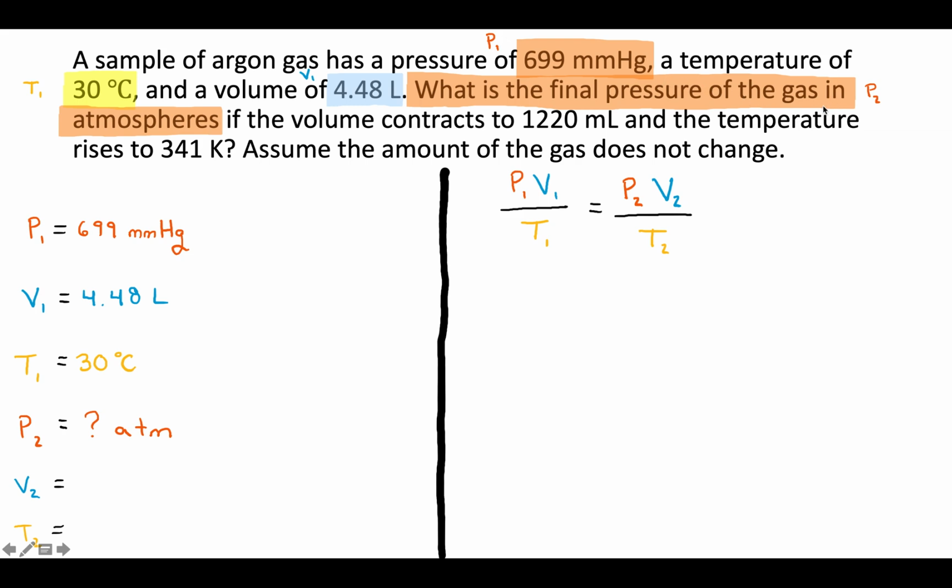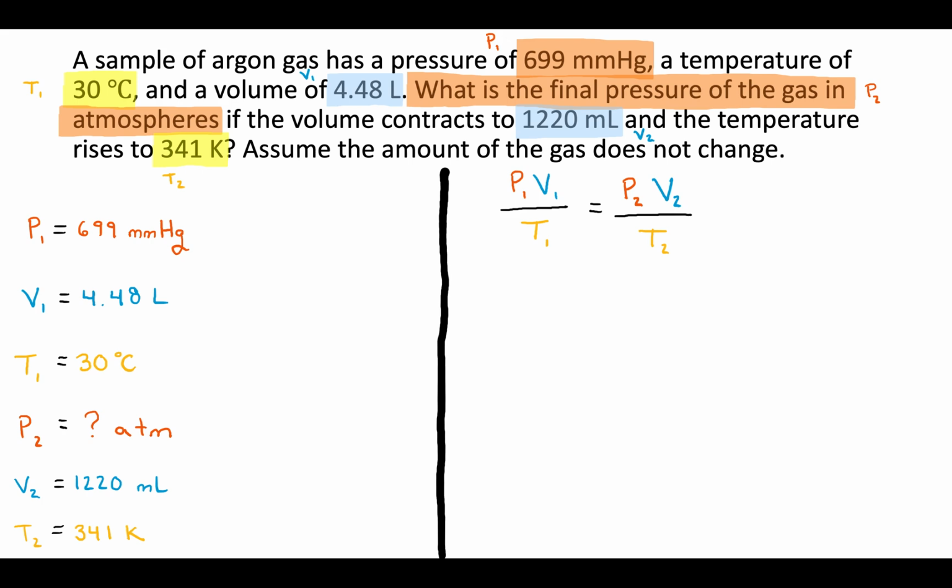What is the final pressure of the gas in atmospheres, if the volume contracts to 1,220 milliliters? That is our V2, so I'm going to write that down here by V2, 1,220 milliliters. And the temperature rises to 341 Kelvin, so that's T2. So I'm going to write 341 Kelvin down here by T2. It says assume the amount of gas does not change, but the amount of gas isn't in this equation, so we don't have to worry about that.